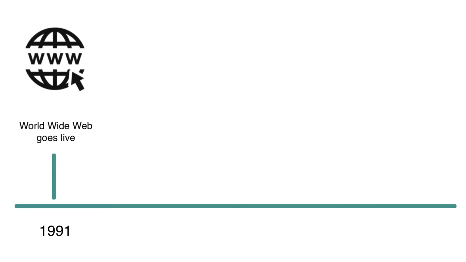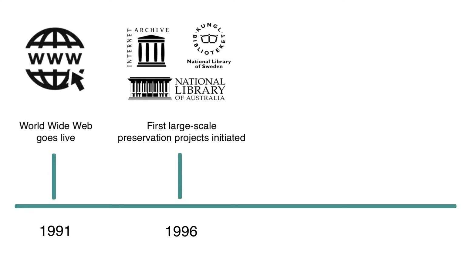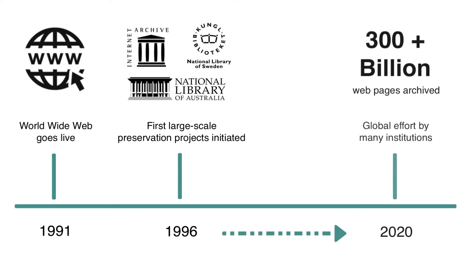The first large-scale preservation projects were initiated by Brewster Kahle in the Internet Archive, as well as national libraries in Sweden and Australia in 1996. For over 20 years, web archiving programs and activities have grown exponentially to include universities, national libraries, memory institutions, and other organizations around the world.